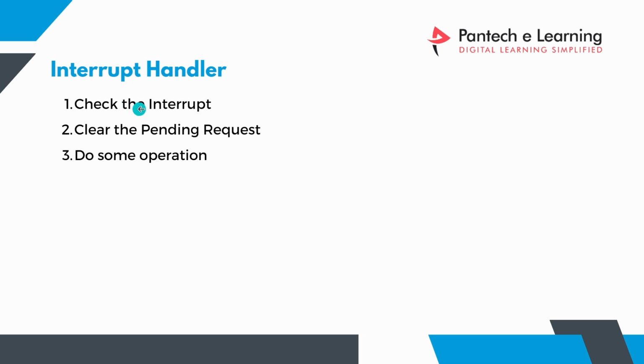Okay. So check the interrupt. What we are going to do is, this interrupt is generated from the same external line. So we will check this, and when it is checked, we will confirm this is the interrupt from the external line. Then we will clear the pending request in the pending register and we will do some operations. Okay. So this is the thing we are going to do. Now we will get into the code and we will develop on it.